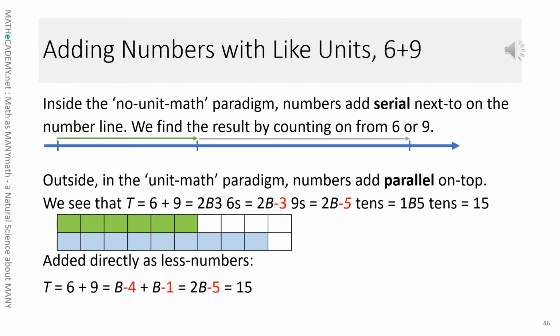Outside, in the unit math paradigm, numbers add parallel, or on top, showing that 6 plus 9 is 2 bundle less 3 6s, or 2 bundle less 3 9s, or 2 bundle less 5 10s, or 1 bundle 5 10s, or 15. Added directly as less numbers. 6 plus 9 is bundle less 4, plus bundle less 1, which is 2 bundle less 5, which is 15.